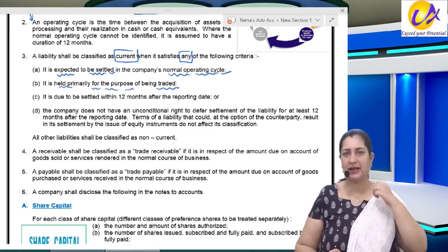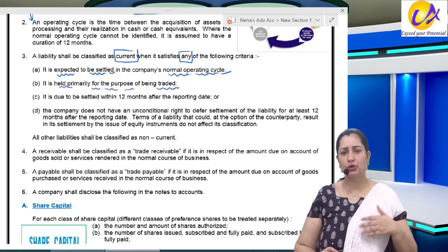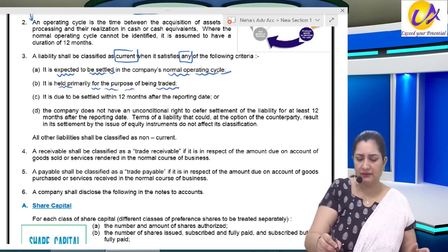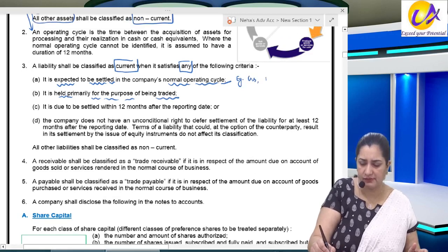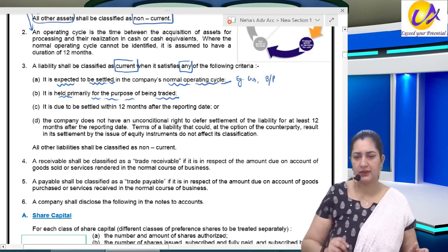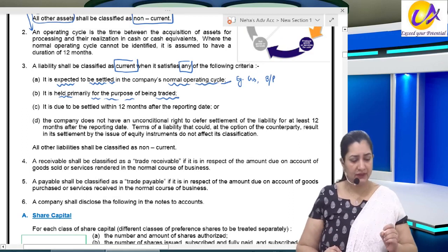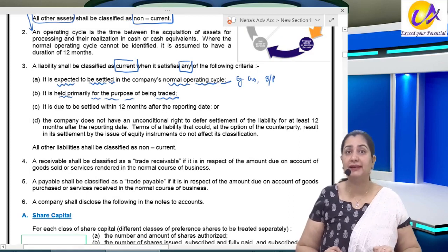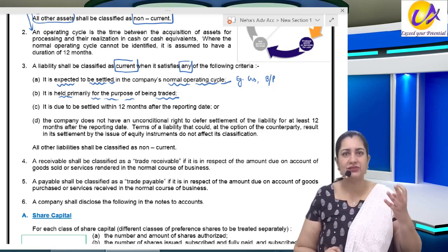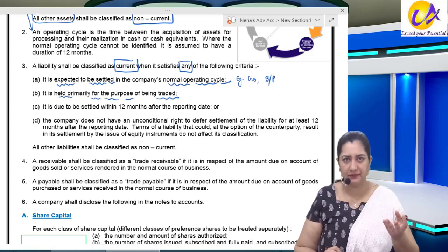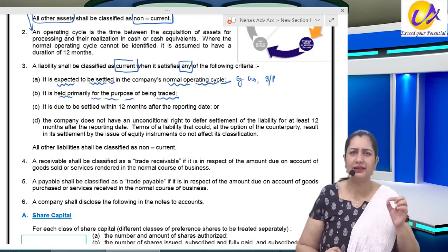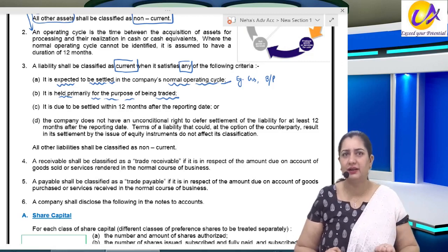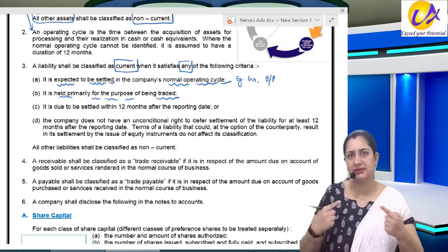So now let us take examples for that. The first one, to be settled in the operating cycle, we can have examples of maybe creditors, bills payable. That could be there. When held for the purpose of being traded, now assets for being traded I can understand. Yeah, I want to sell the asset. But liabilities for being traded, a little difficult to understand, right? How can a liability be for trading purpose?